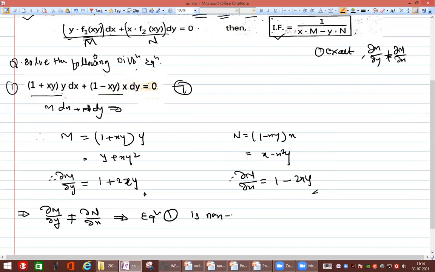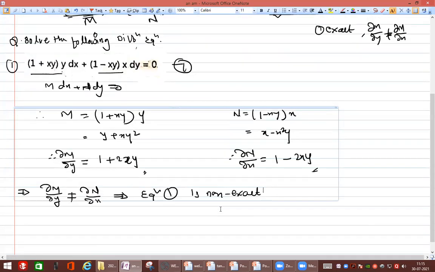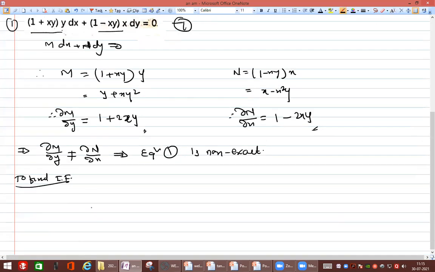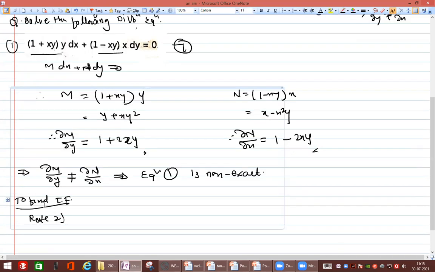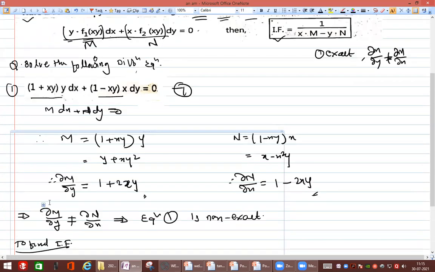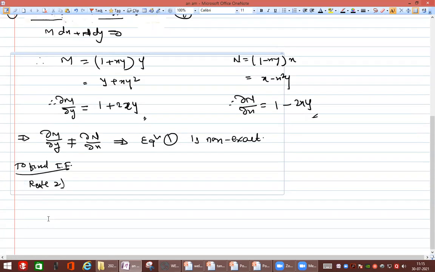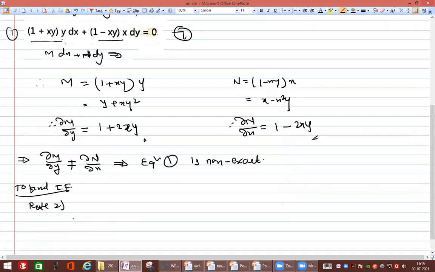So equation one is non-exact. Now, to reduce it to exact form, we want to find the integrating factor, I.F. for short. So how do we find the integrating factor? I am directly mentioning rule 2. Why rule 2, guys? Because the differential equation is of the form given in rule 2: y into some function of xy dx plus x into some function of xy dy. The given equation is in this form, so we use rule 2. For rule 2, we want to check M into x minus N into y.